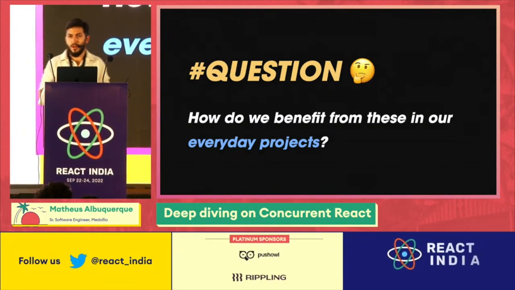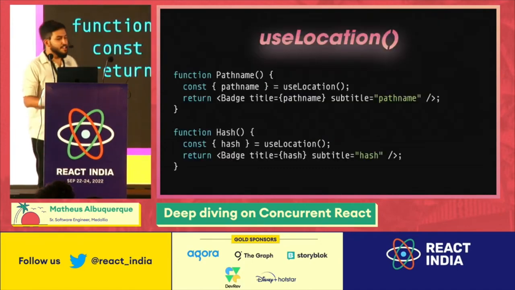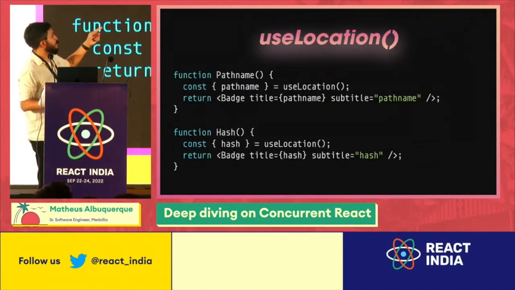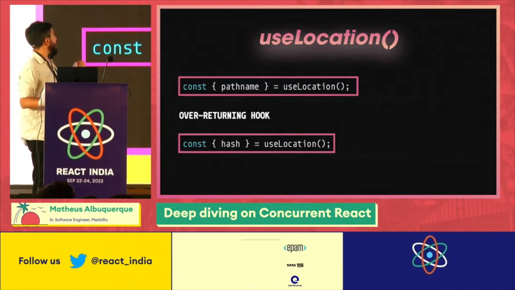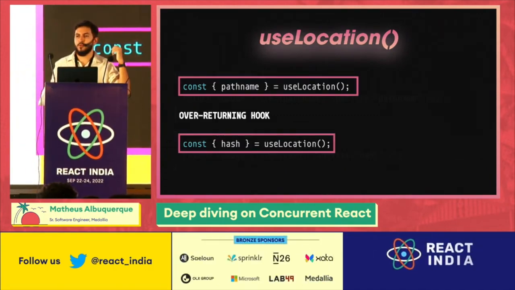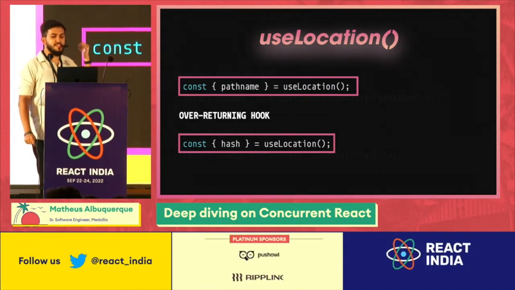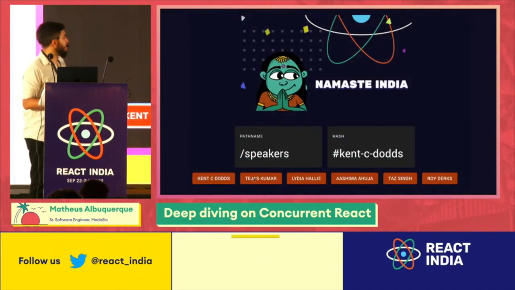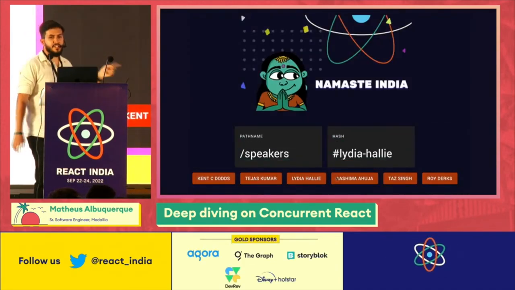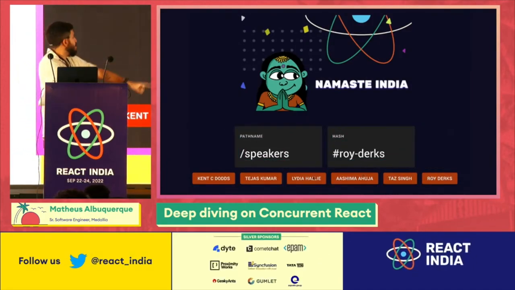So we are using React Router here, right? I guess many of us. React Router has this useLocation hook, and it gives us information about the hash and the pathname. But it's what we call an over-returning hook. Even though my component only needs the pathname, I'm still going to get the hash and other stuff, and vice versa. And what impacts the performance is, you can see here, I'm clicking the components and changing the hash of the page, but the component using the pathname is still re-rendering.